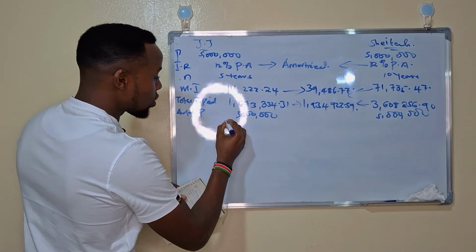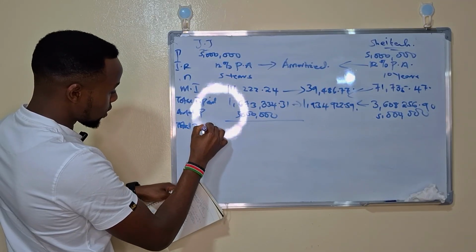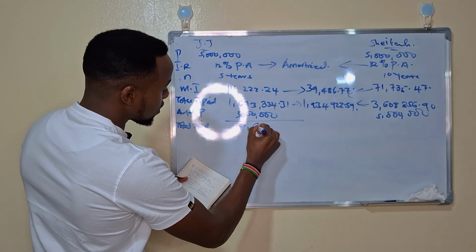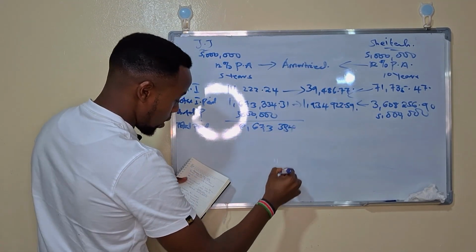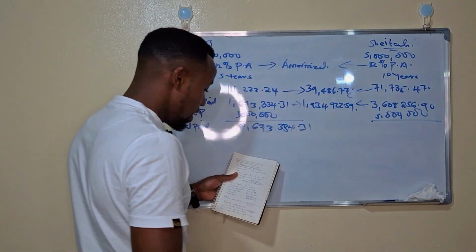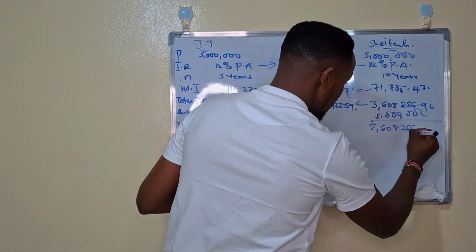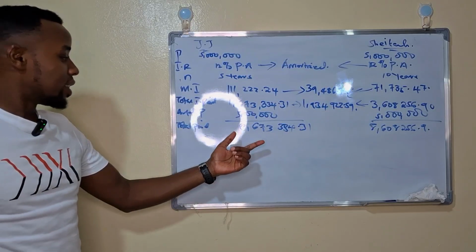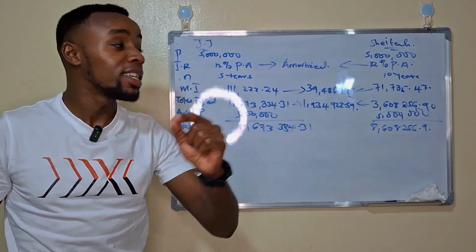So you realize the total amount that JJ will have paid is 6,673,334.31. And the total amount that Shayla will have paid is 8,608,256.9. Now look at that. JJ has paid less as compared to Shayla due to the difference in repayment periods.